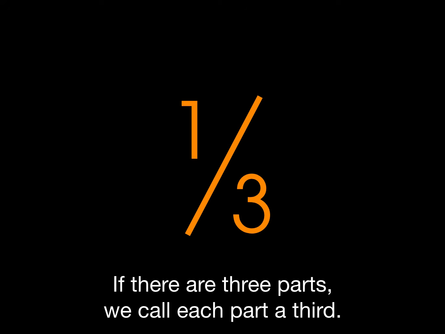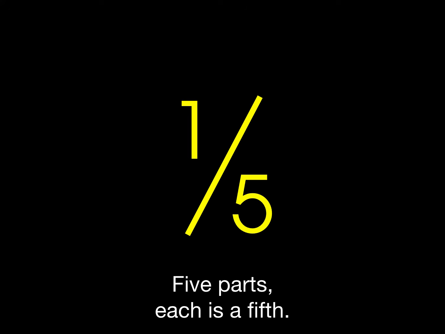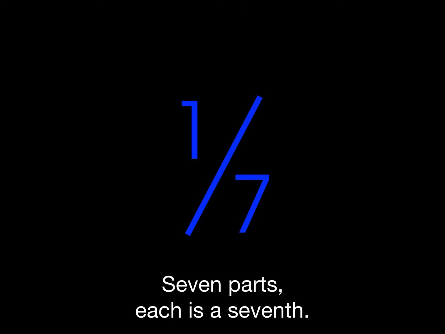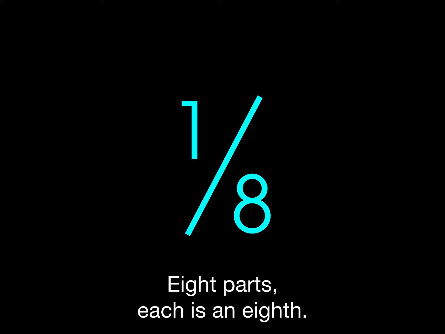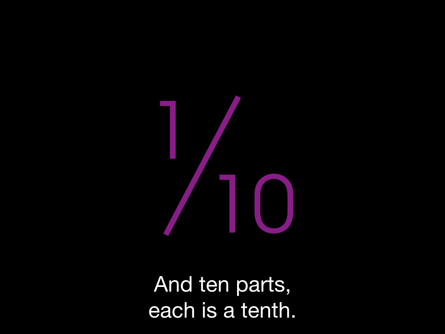If there are 3 parts, we call each part a third. If there are 4 parts, each part is a quarter, or a fourth. 5 parts, each is a fifth. 6 parts, each is a sixth. 7 parts, each is a seventh. 8 parts, each is an eighth. 9 parts, each is a ninth. And 10 parts, each is a tenth.